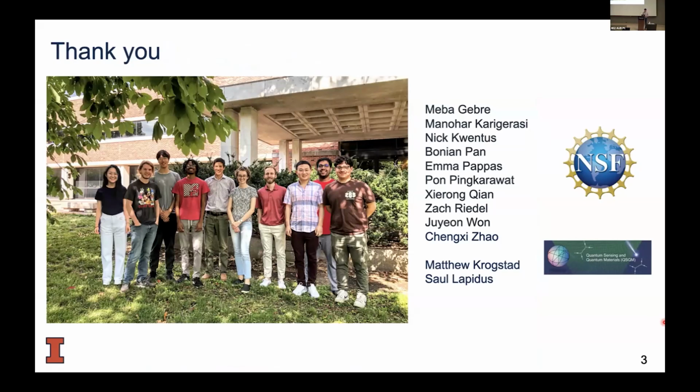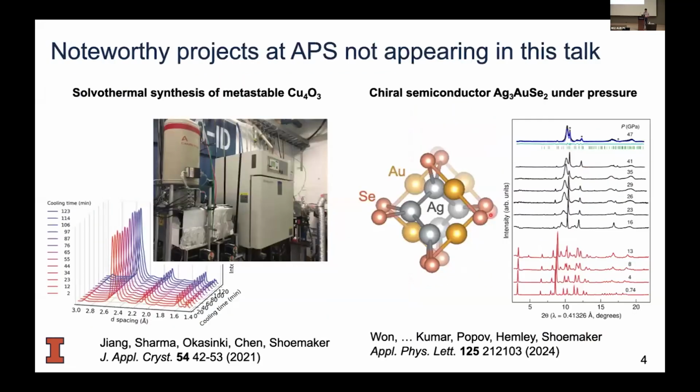I'm going to talk about a couple of different projects, especially work done here by Manohar and by Zach. I'll hit a few different beamlines on the way. We're supported by the NSF and Department of Energy through QSQM, an Energy Frontier Research Center, and some other projects. There are two things that I won't talk about today, but just to give you a flavor of what our lab does. We're an inorganic materials lab, and we like to do a lot of synthesis at the beamline. Here we took an entire hydrothermal oven to John Okasinski's beamline, and we're growing a metastable copper oxide there.